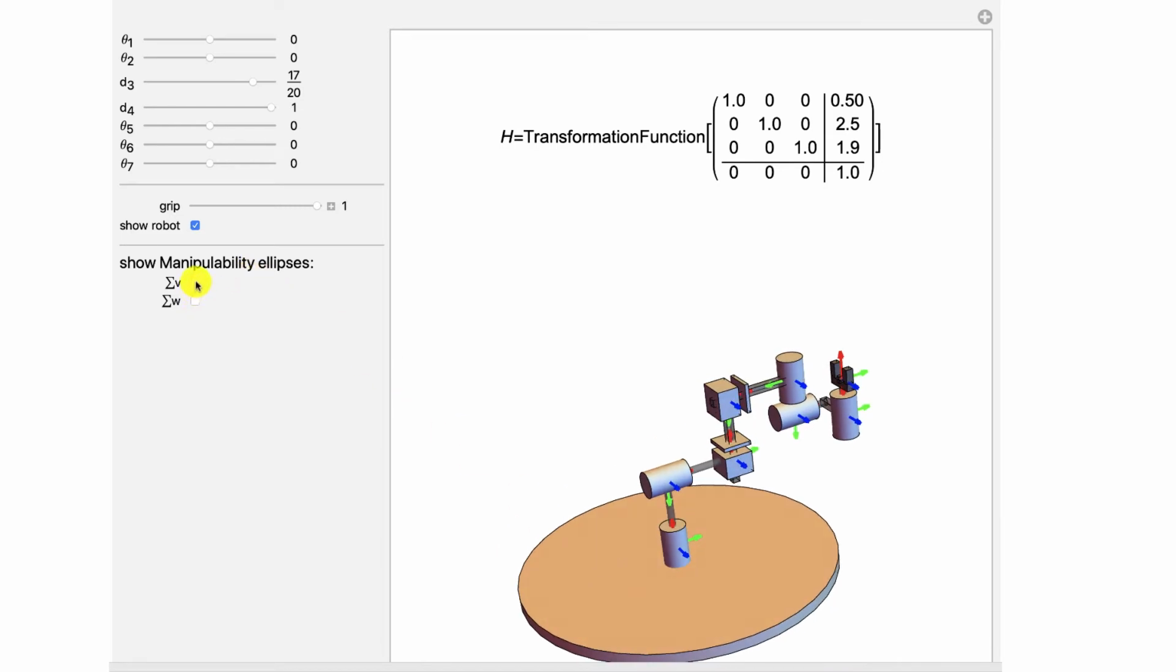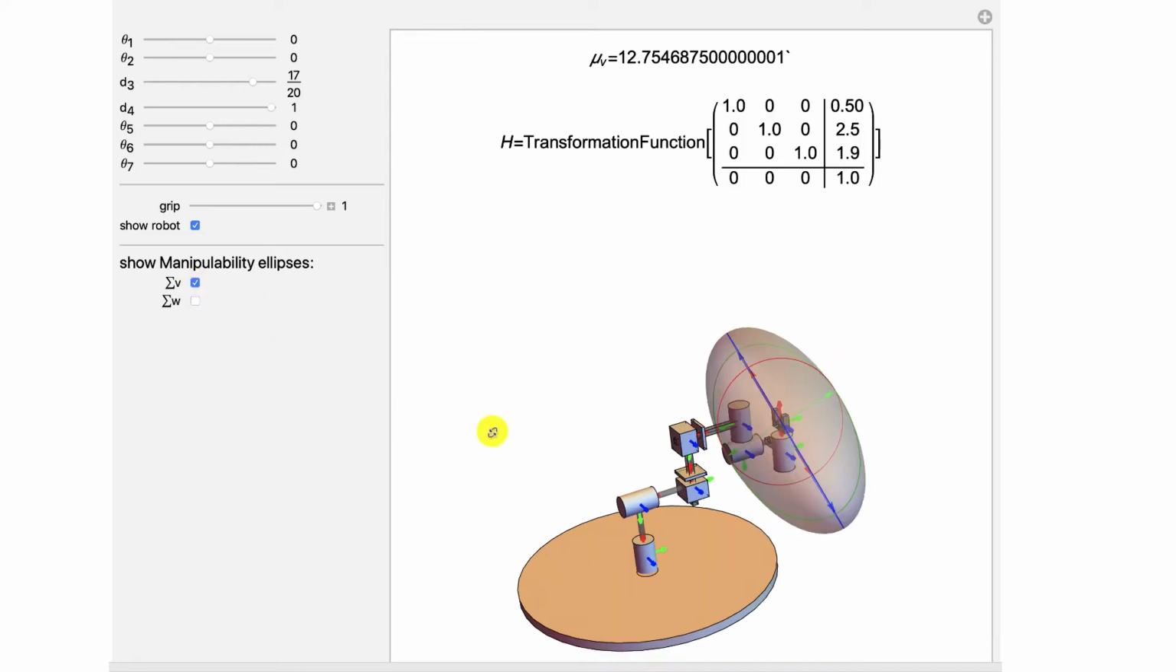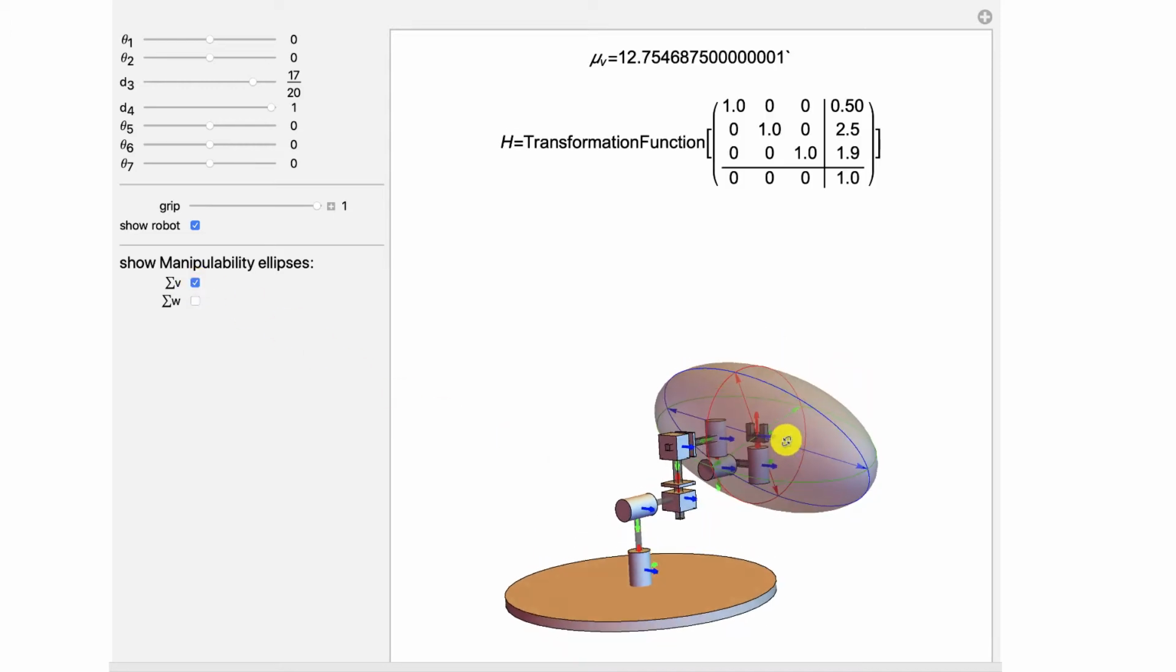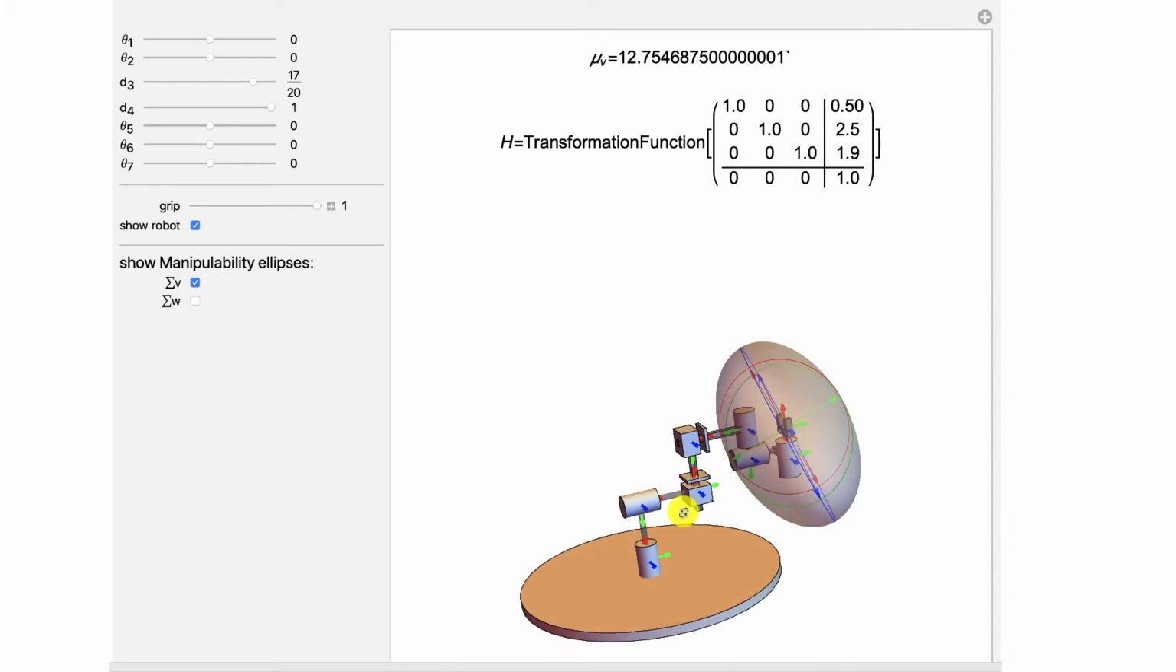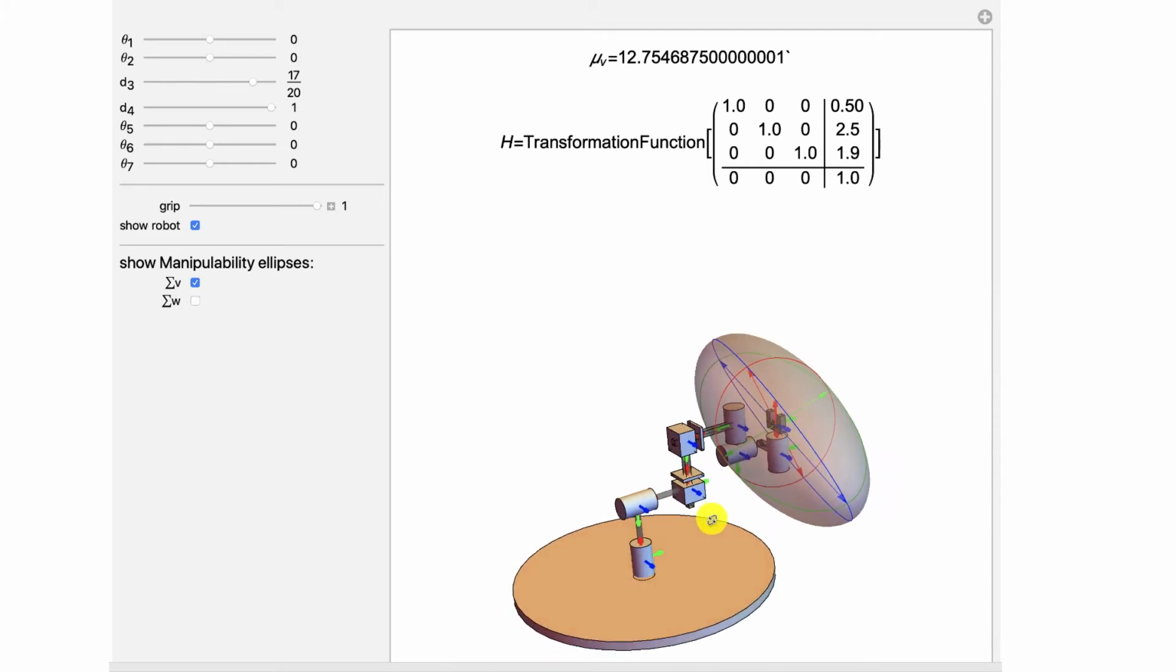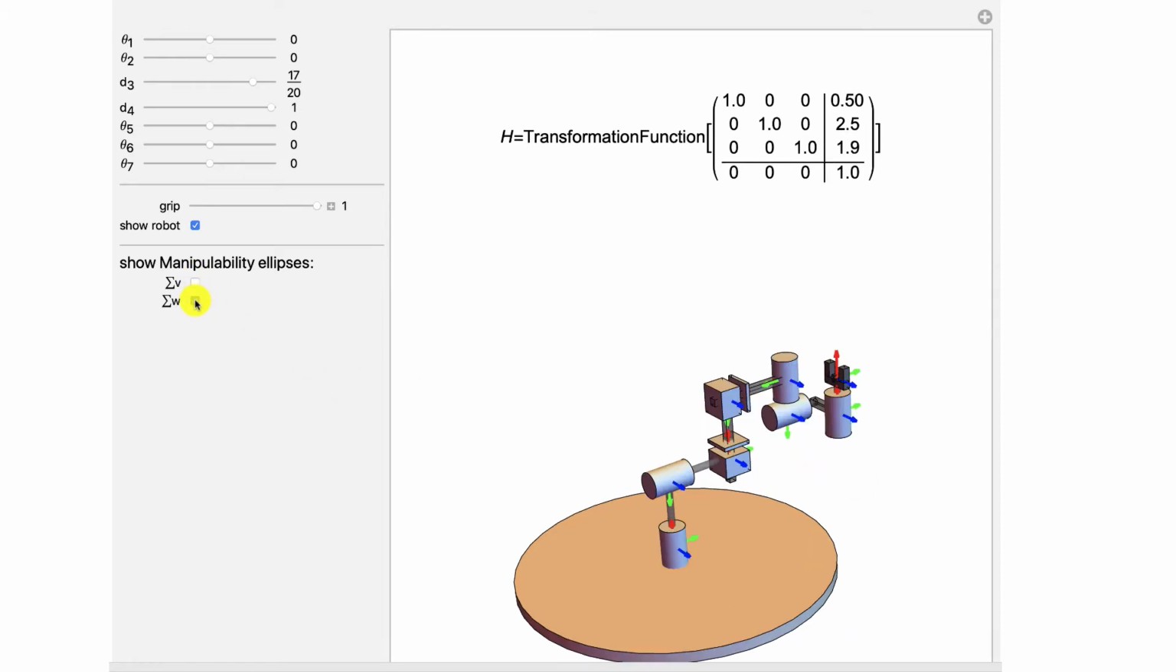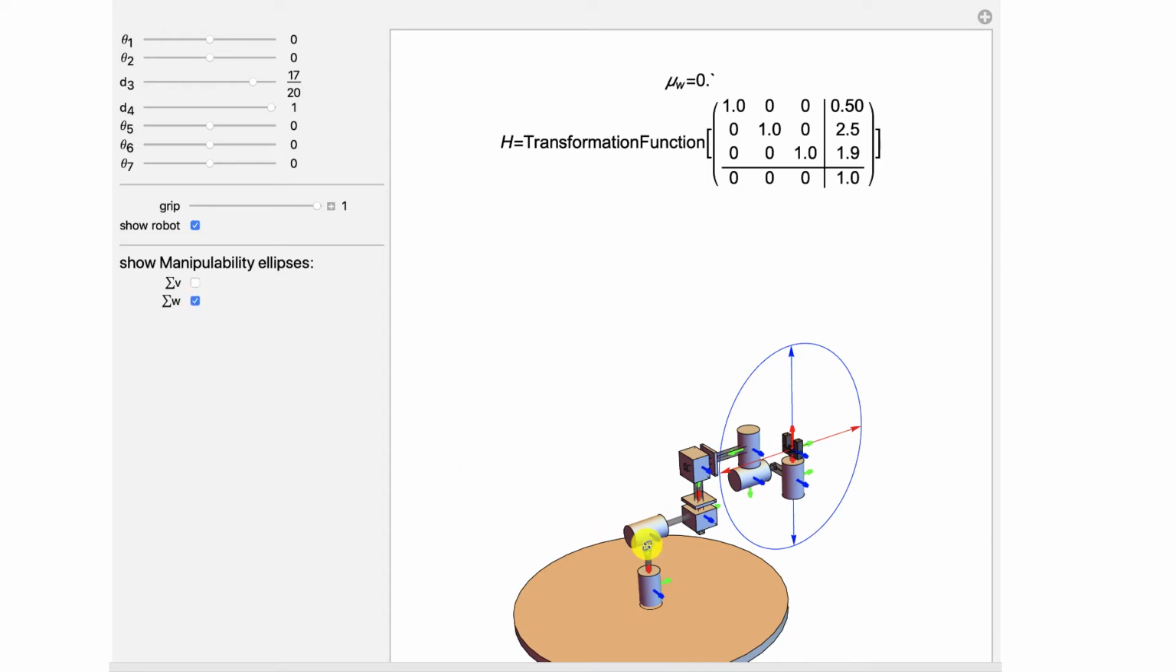And so to show that, I'm going to show the manipulability ellipse. And what you can see here is this ellipse is three-dimensional, and so it can achieve any desired velocity within this neighborhood of this position. However, one thing that it cannot do is achieve arbitrary orientation rotations. And so this is a two-dimensional set. It's in a singularity position.